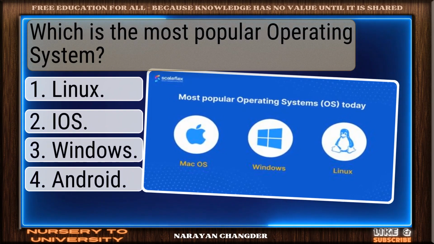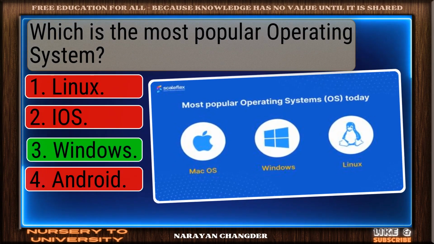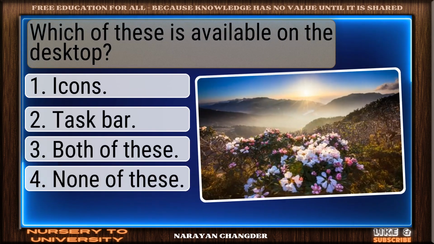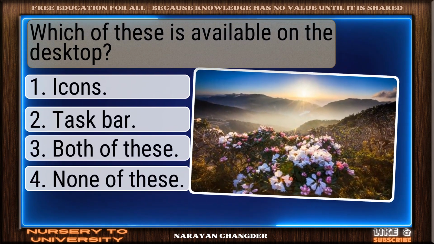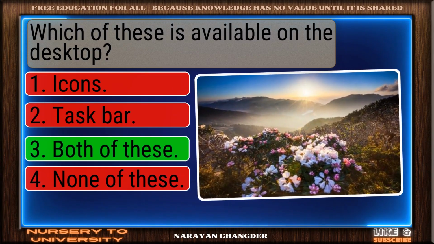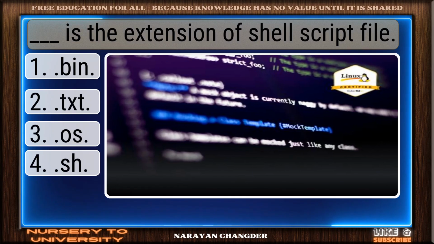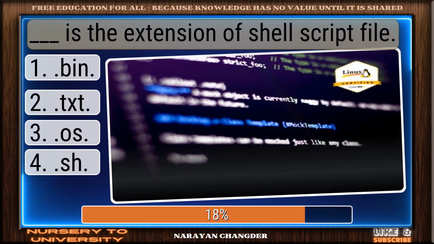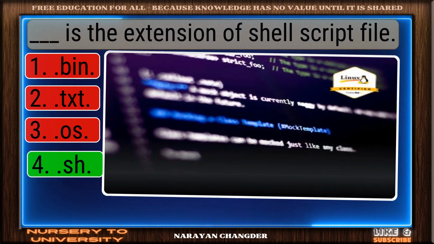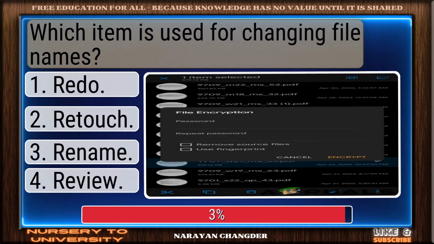Which is the most popular operating system? Great job. Windows is the accurate answer. Which of these is available on the desktop? Great thinking. Both of these is the right choice. Dash is the extension of shell script file. Solid response. Sh is a valid choice. Which item is used for changing file names?